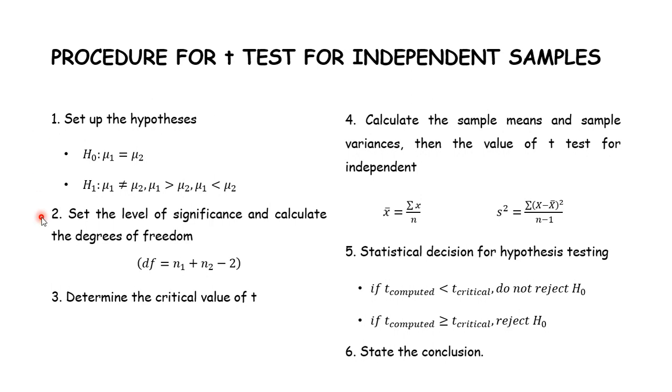So after nun, step number 2, which is for the level of significance, and then we're going to calculate the degree of freedom. So sa degree of freedom, ito po yung magiging formula po natin. Dalawa na po yung sample size na makikita po ninyo since this is for two samples po. Okay, so first sample size plus the second sample size, and then subtract lang po tayo ng 2. And that would be the degree of freedom.